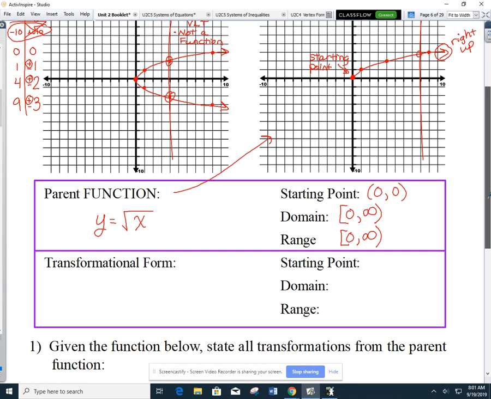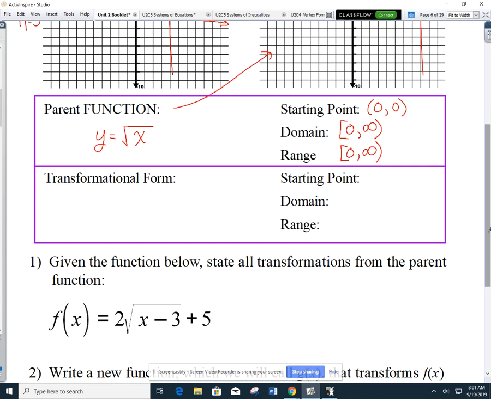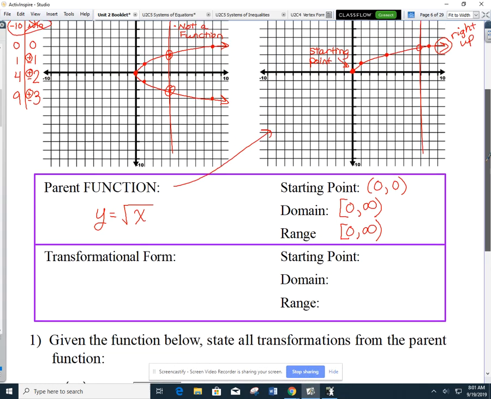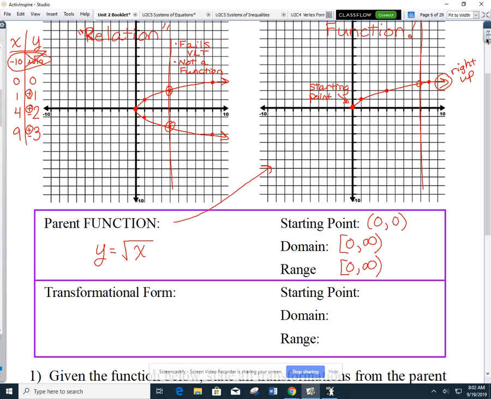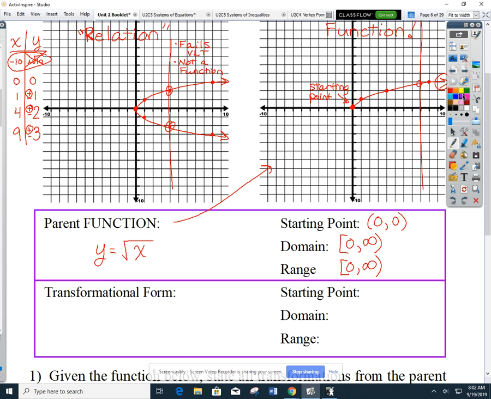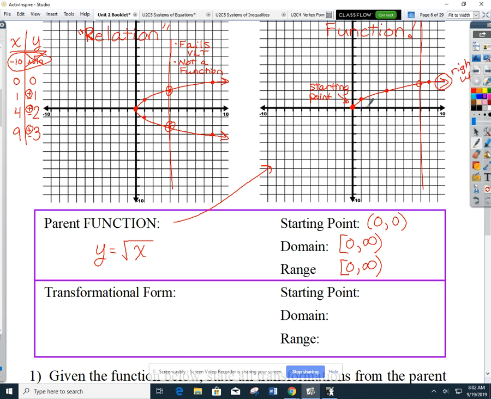So that's the parent function. If we wanted to look at transformations of the parent function, like if we wanted to actually move this function and say it goes to the right 4 and up 3, then it would look like this. We kind of focus on this point right here and say, okay, this goes 1, 2, 3, 4, and then up 3. And we are now at the point 4, 3.